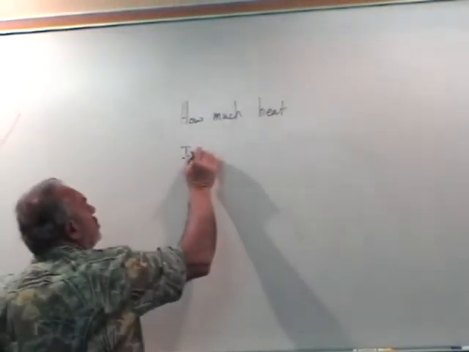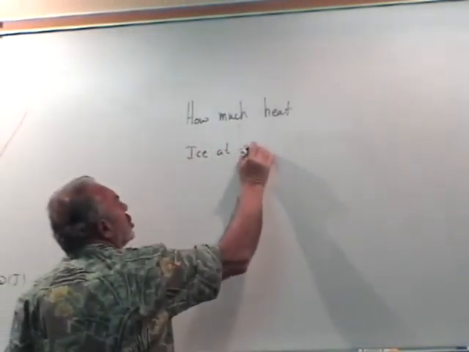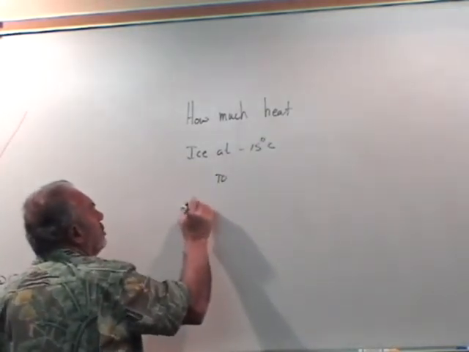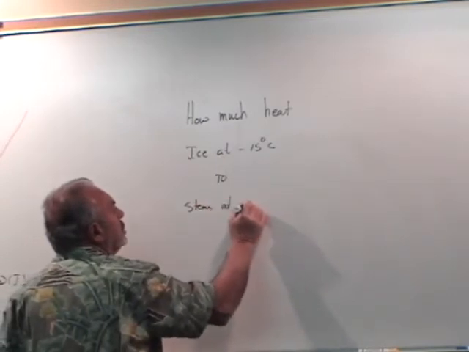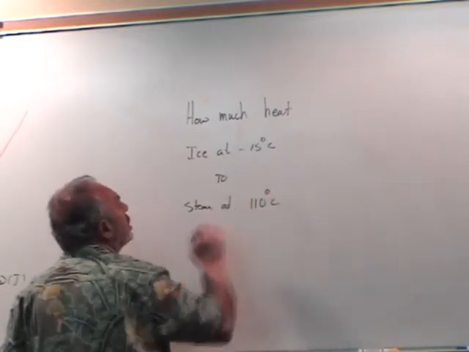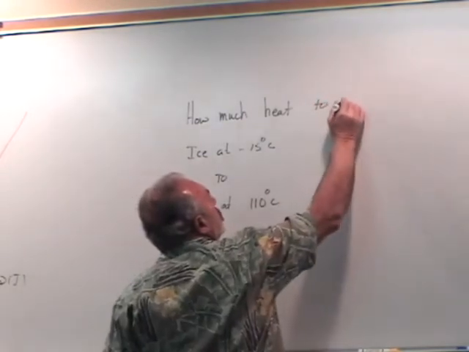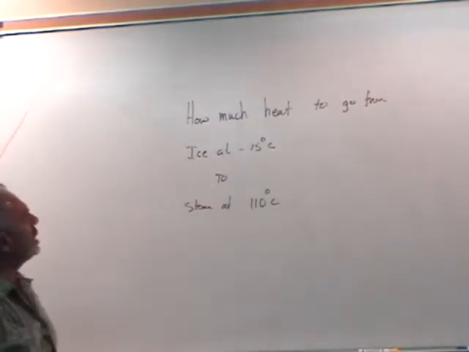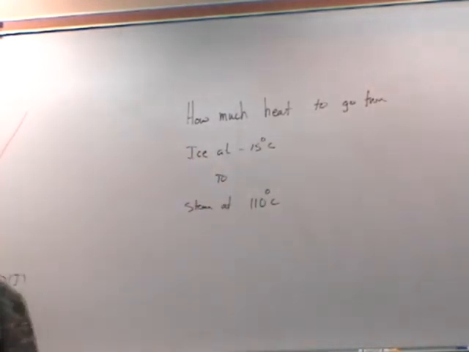Ice at minus 15 degrees Celsius to steam at 110 degrees Celsius. How much heat to go from ice at minus 15 degrees C to steam at 110 degrees C? Do we need to know the quantity, or do you want to just leave the quantity right now? Well, we're going to need a quantity, yes. And let's choose, I don't know, 2 kilograms of ice.